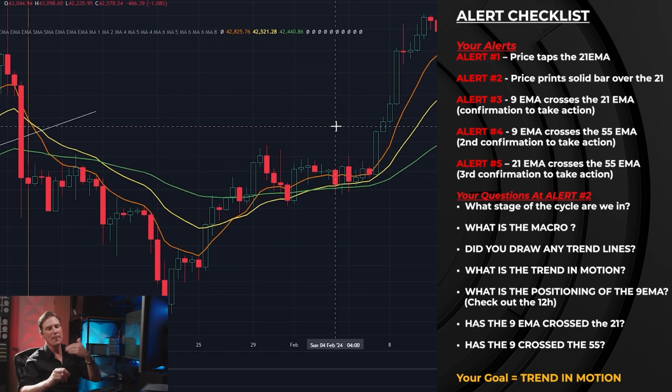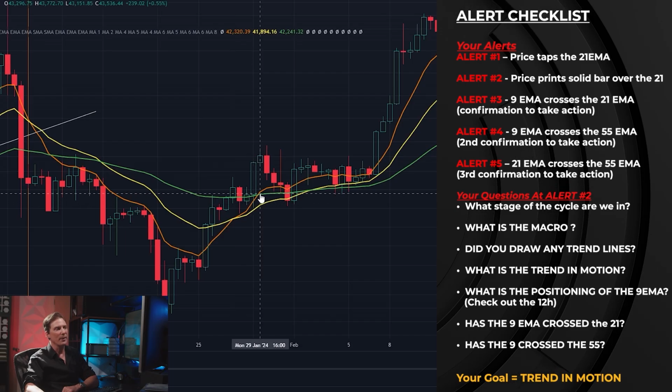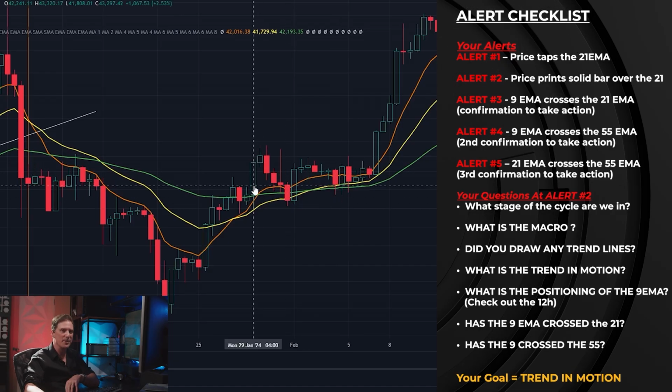And the same thing works in the opposite direction to the upside. When the 9 crosses upwards over the 21, it's a good sign. When the 9 crosses over the 55, it's a good sign, right? It's a fake out, right? It tests the 21 one more time. It tests the 21 again. And what does it do? It does the opposite, right?